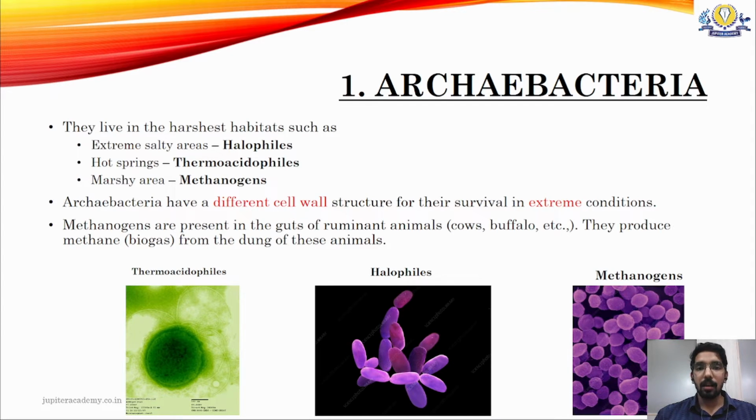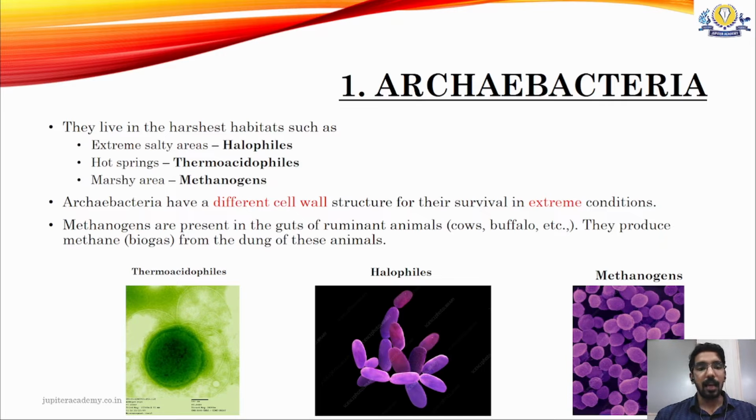Here the bacteria are comfortable with high temperatures and low pH, and low pH generally refers to an acidic medium, right? And that is why it is called thermoacidophiles. So bacteria which love high temperature and acidic medium are called thermoacidophiles, and these live in hot springs. And then we have methanogens, methane producing bacteria, which live in the marshy areas. All these areas are called extreme habitats because generally they are not inhabited by human beings.